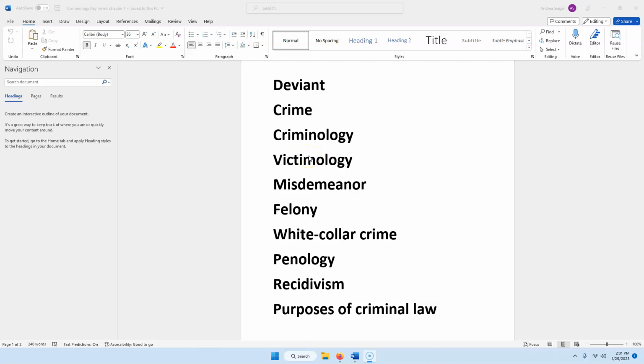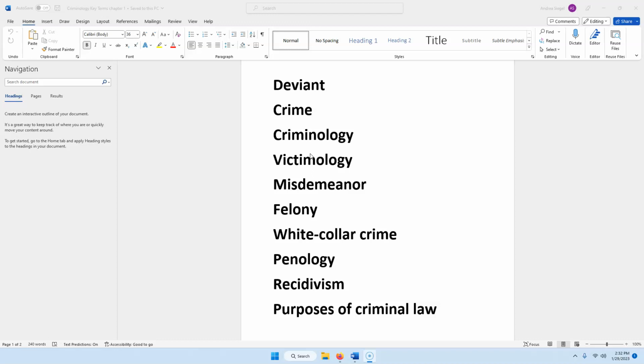Class, these are the 10 key terms for the first chapter of your criminology textbook. I want you to know that deviant behavior is behavior that departs from the social norm. Some deviant behaviors are considered criminal, and others are just harmless aberrations, according to the textbook. By contrast, crime is an act deemed socially harmful or dangerous that is specifically defined, prohibited, and punished by law.